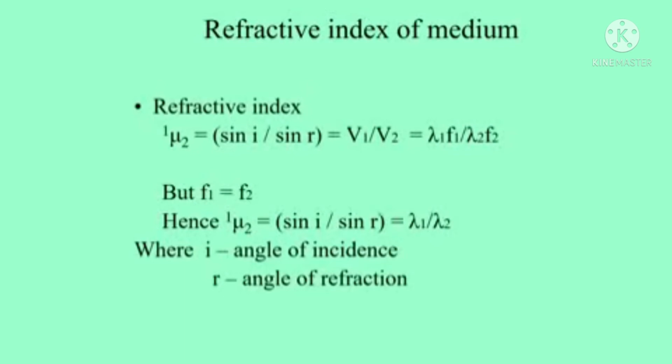Then we calculate the refractive index of a medium by using the given formula. That is, the refractive index of medium 2 with respect to medium 1 is equal to sin I divided by sin R, and it is also equal to V1 divided by V2, where V1 is the velocity of light in the first medium and V2 is the velocity of light in the second medium.